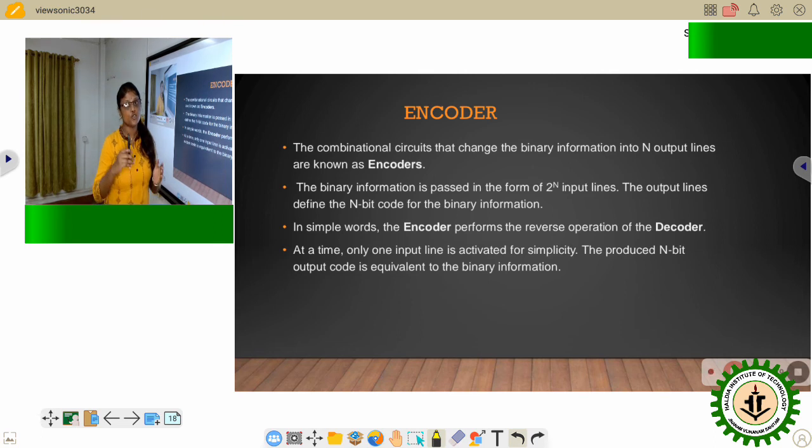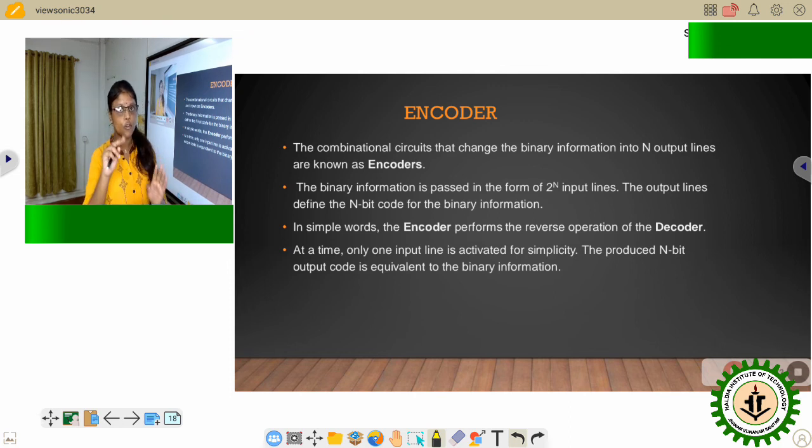So in case of an encoder, the combinational circuit changes the binary information into n output lines, meaning 2 to the power n inputs will go through and give the result as n output lines. Suppose we are giving 2 to the power 2 inputs; we are getting the output as 2. There will be 2 outputs and 4 inputs. When we are giving 4 inputs, we are getting 2 outputs.